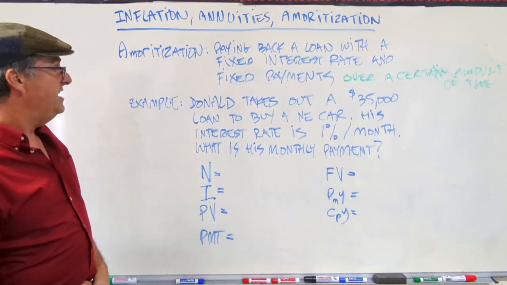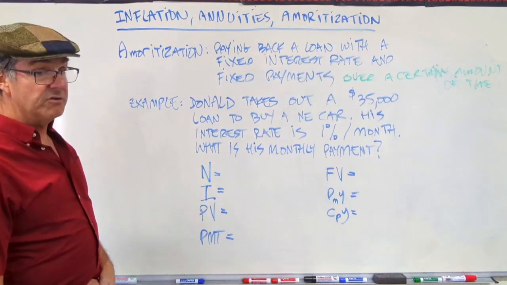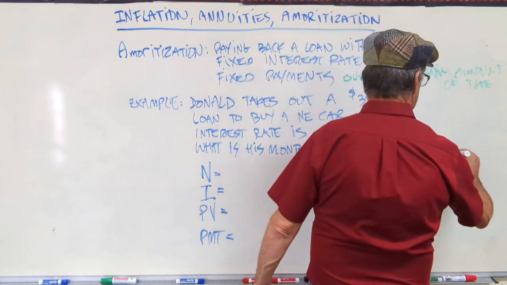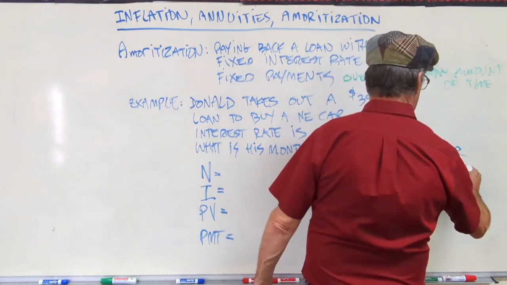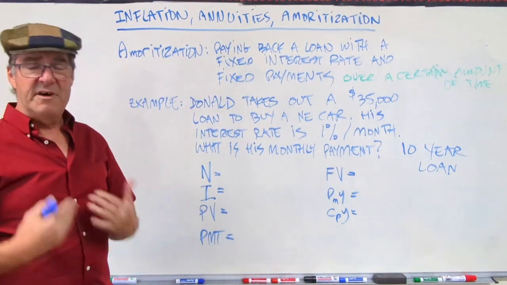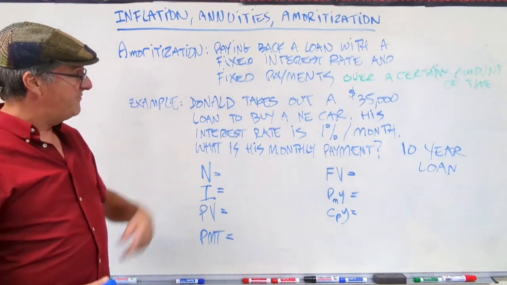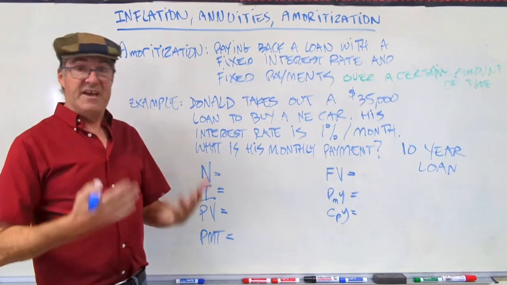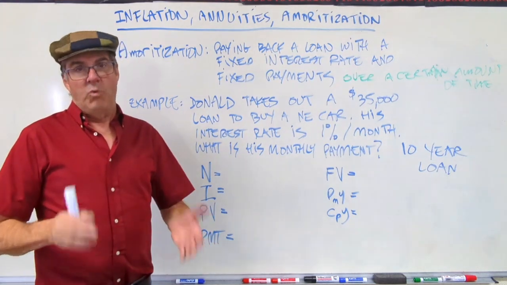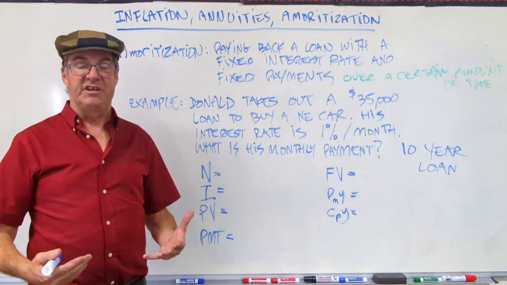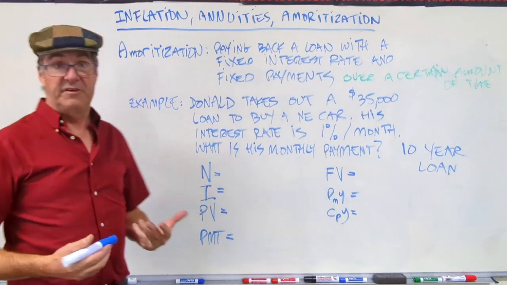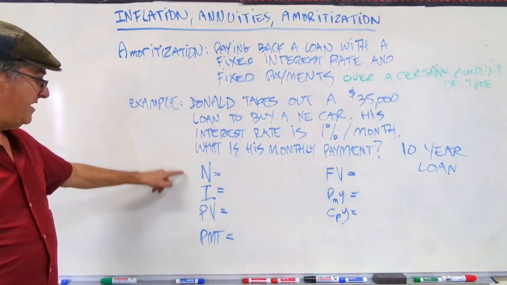And this is a 10-year loan, I believe. Let me check my notes. Yes, it's a 10-year loan. So let's just put that over here. 10-year loan. So very understandably, Donald wants to know, what's my monthly payment going to be? I'm borrowing $35K to buy this car. I need to pay it off in 10 years at 1% per month. What's my monthly payment going to be? And the thing is that you want a regular payment so you can budget. If your payment went up and down and up and down, it could create some grief for you in a given month.